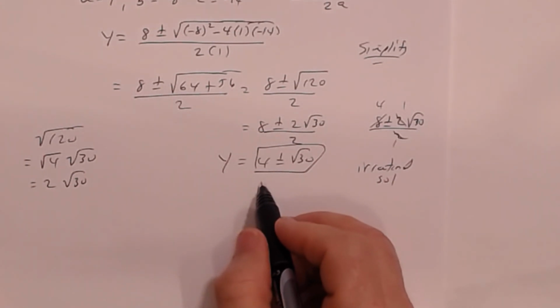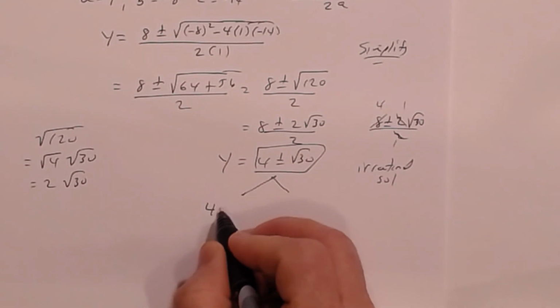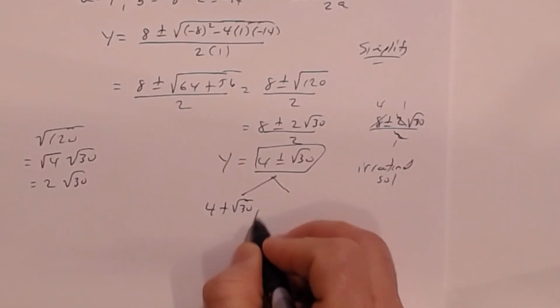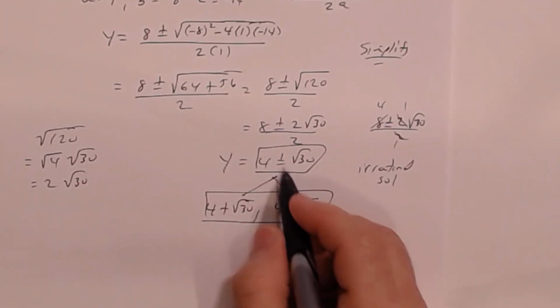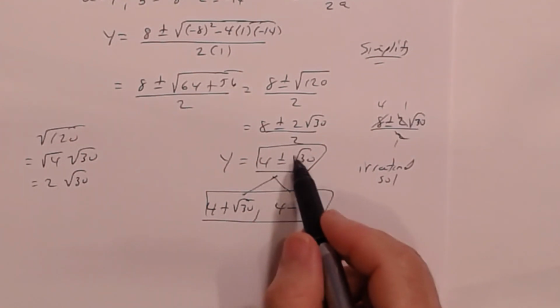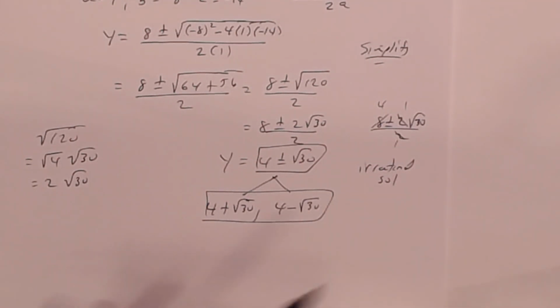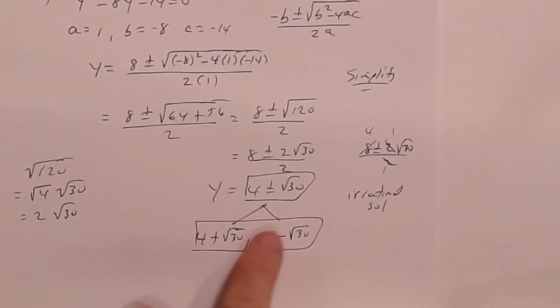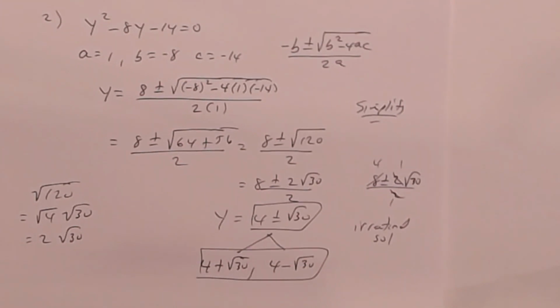Now, one other thing, if this is multiple choice, you could have seen it written like this. You could have seen 4 plus the square root of 30, comma, 4 minus the square root of 30. So just other ways of writing the solutions. You can write it in compact form, or you can write them separately. All right, so that was number 2. Number 2, we ended up with irrational solutions as our solutions.